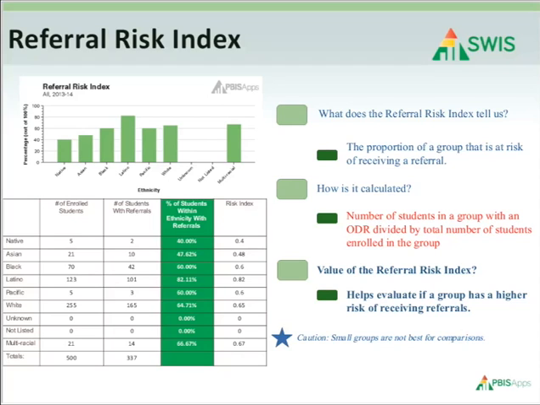So how you calculate this referral risk index is that you look at the number of students in a group with an office discipline referral divided by the total number of students enrolled in that group. So that's how you calculate the number. And then the value of that is it really helps you evaluate if a particular group is at a higher risk of receiving referrals than another group in the school.